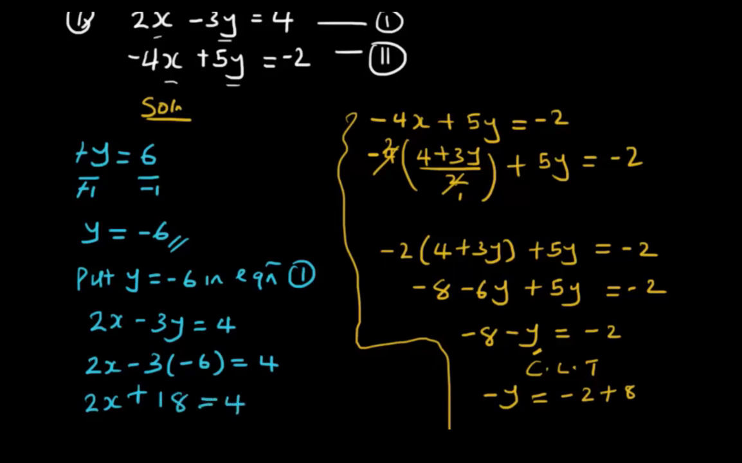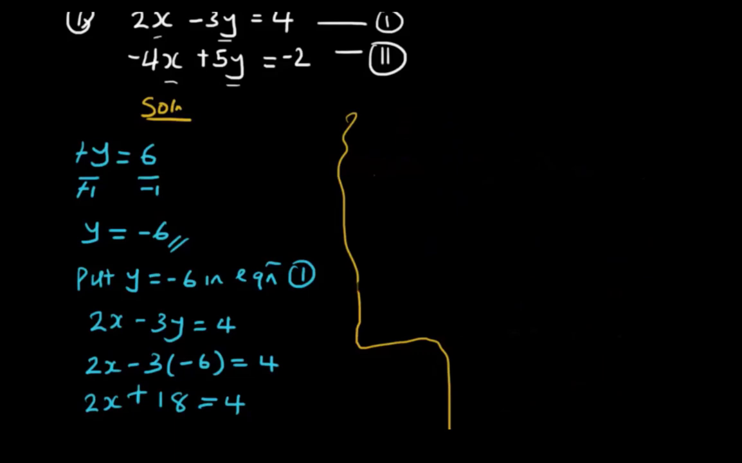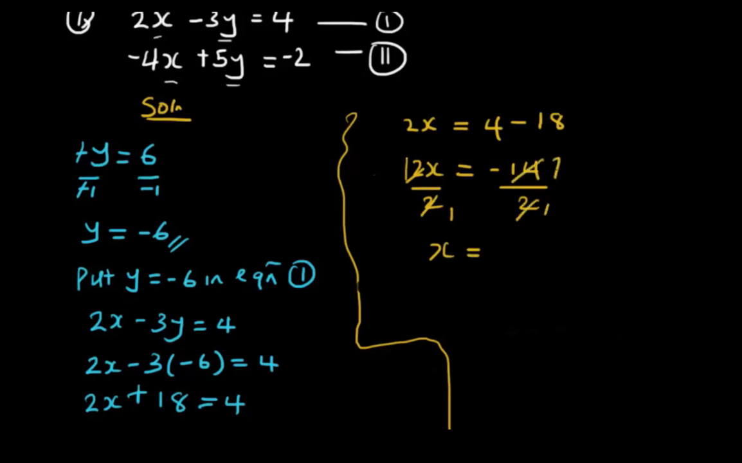Now I need to collect like terms. So if I collect like terms, I'll be having 2x equals 4. When 18 goes to the other side, it becomes minus 18. So 2x equals 4 minus 18, which should give me minus 14. To find x, I divide both sides by 2. 2 here 1, 2 here 7, which will give me minus 7, which implies that x equals minus 7, y equals minus 6. I hope you understand this.